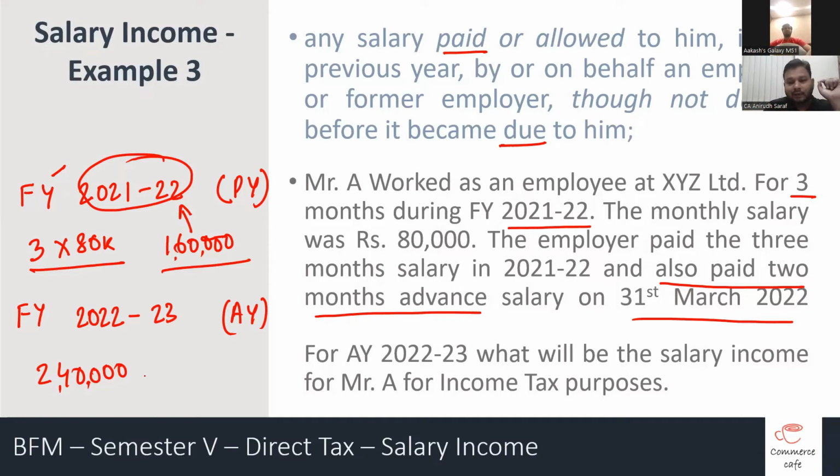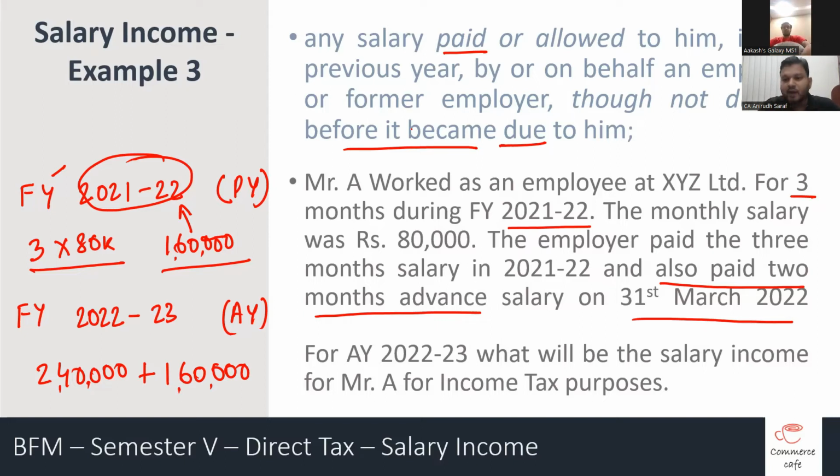So when we are doing the calculation in the assessment year, we will add the 1,60,000 because it has been paid. Again, read the point. Any salary paid before it became due, even that will be charged to tax in the same year when it is paid.